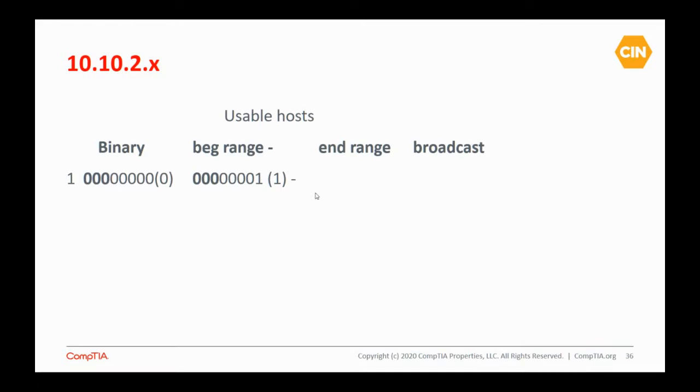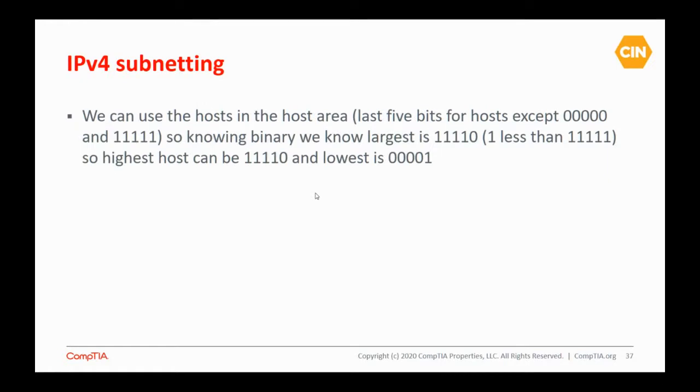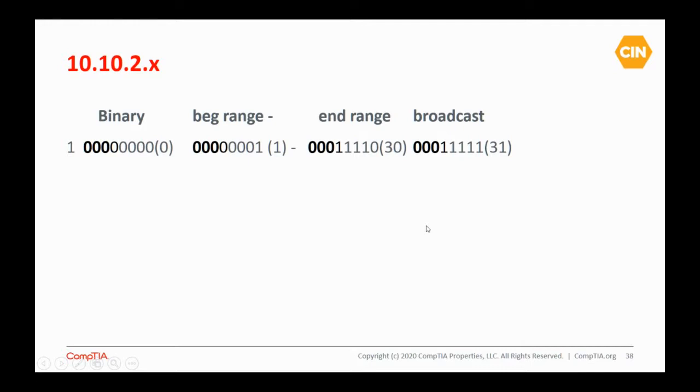So it's going to be 1 1 1 1 0, because that's 1 1 1 1 1 minus 1 gives us that number. So our largest is going to be the 4 ones and a 0. So we end up there, and so 30 is our highest one, and 31 will be our broadcast. And I forgot to put the phone on vibrate. Sorry about that.